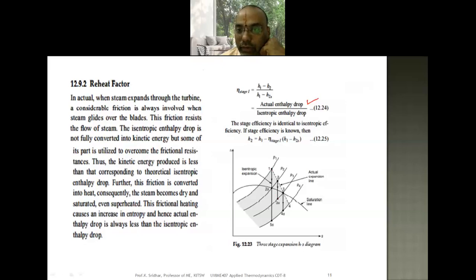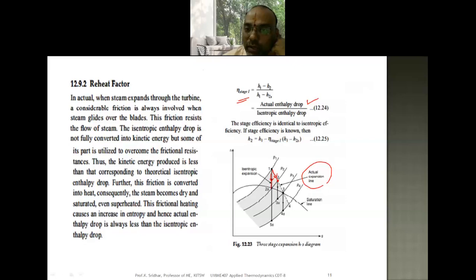This entire thing represents the isentropic drop. But in actual expansion there will always be some losses, and irreversibilities will be present. Due to the presence of the irreversibilities, the isentropic expansion process is converted to a polytropic expansion process. Here it is the actual enthalpy drop and this is the isentropic enthalpy drop. Whenever you have the actual as well as the isentropic enthalpy drop, how can we find the stage efficiency? The stage efficiency is always equal to the actual enthalpy drop divided by the isentropic enthalpy drop.